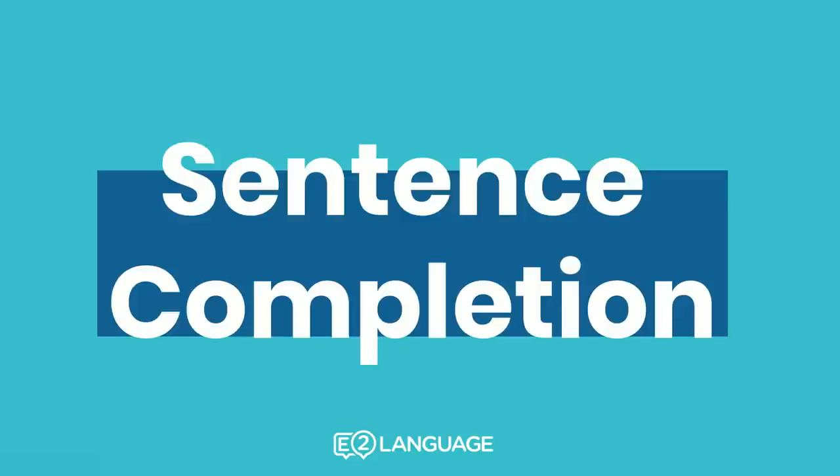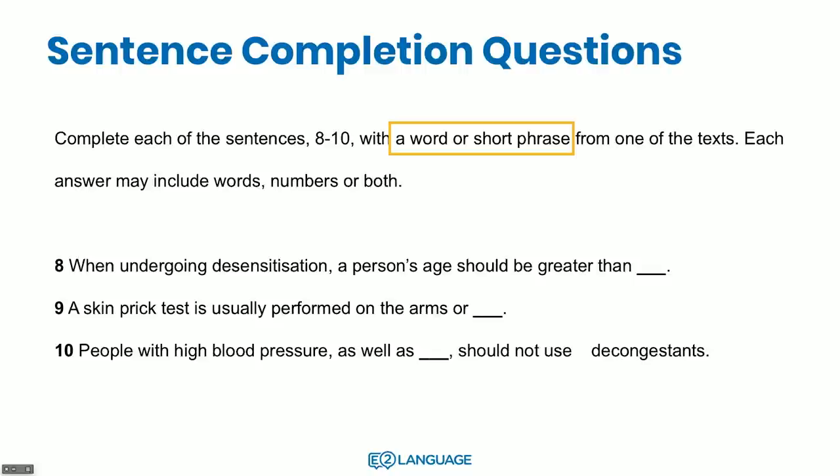Sentence completion. So these are very similar to the short answer questions, but what we do here is we complete a sentence with a word or a short phrase. And if we look at 8, 9, and 10 below, you can see that there's a gap because they're missing a word or a short phrase. Let's take a look at number 8. When undergoing desensitization, a person's age should be greater than.